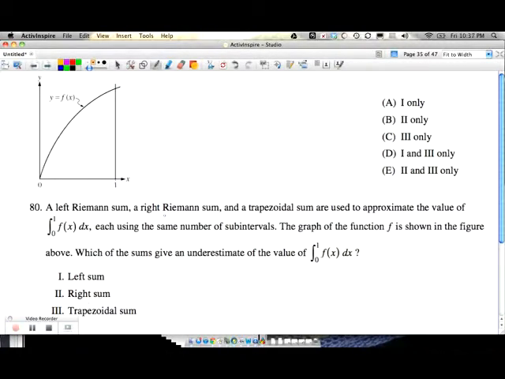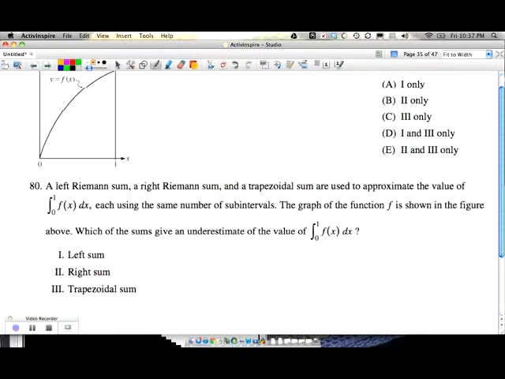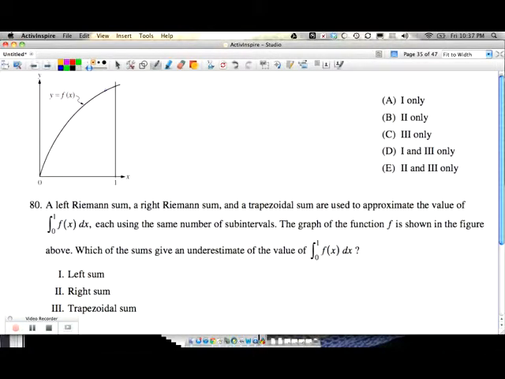For this next one, we have a left Riemann sum, a right Riemann sum, and a trapezoidal sum used to approximate the integral from 0 to 1 of f of x, each using the same number of subintervals. So what are we asking here? Which sums give an underestimate? If we're doing a trapezoidal rule, this is concave down, so the trapezoid is always going to be underneath it, so that's definitely going to be under the curve.